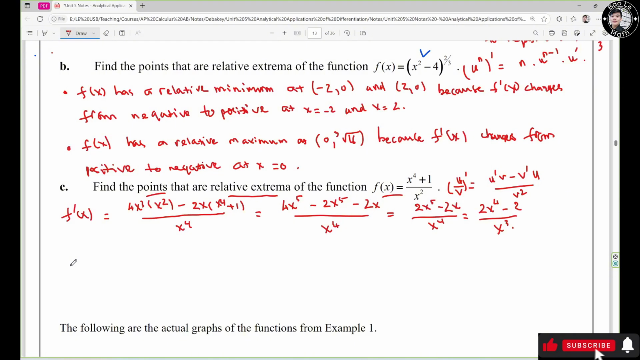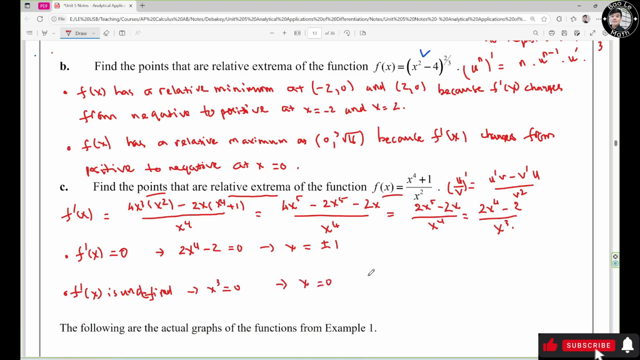Now I need to find critical numbers, right? Remember, critical numbers are where f prime of s is undefined or equals 0, right? Now f prime of s equals 0 when the numerator equals 0, right? So it would be 2s to the 4 minus 2 equals 0. If you solve this one, s equals plus and minus 1, right? Now f prime of s is undefined when s cubed equals 0, then s equals 0, right?